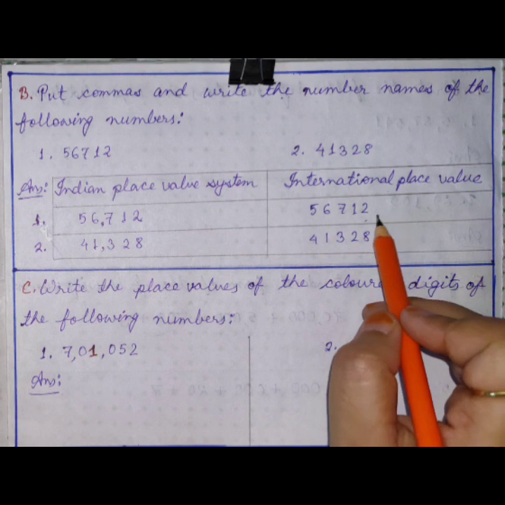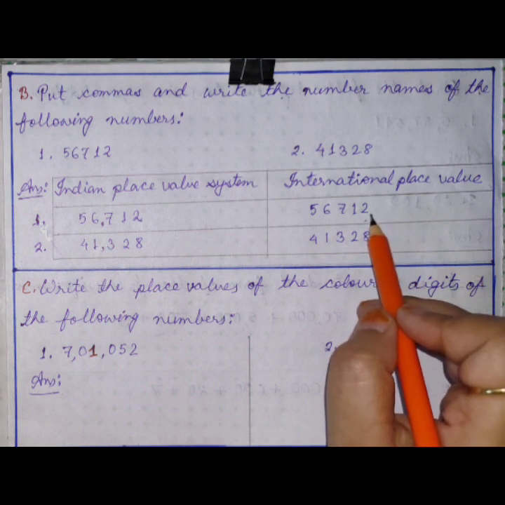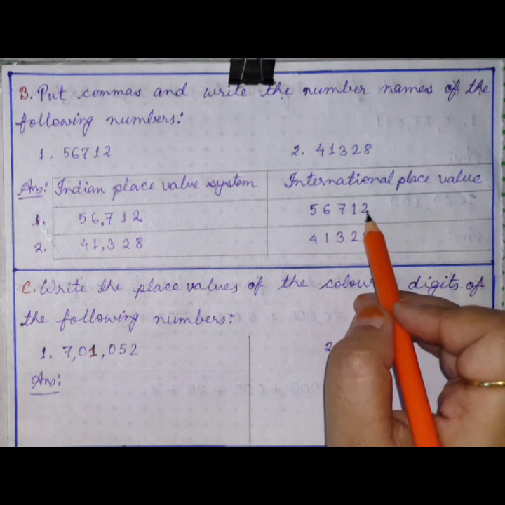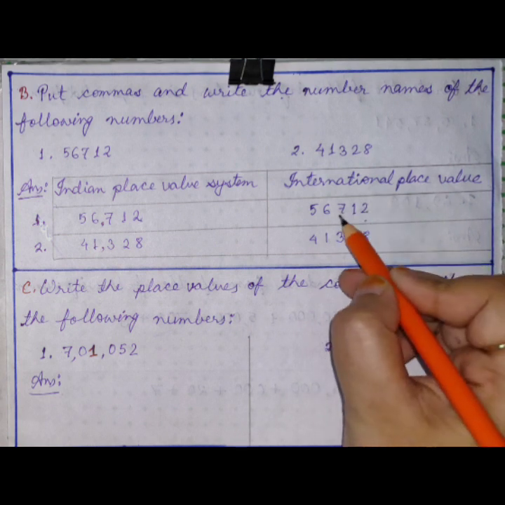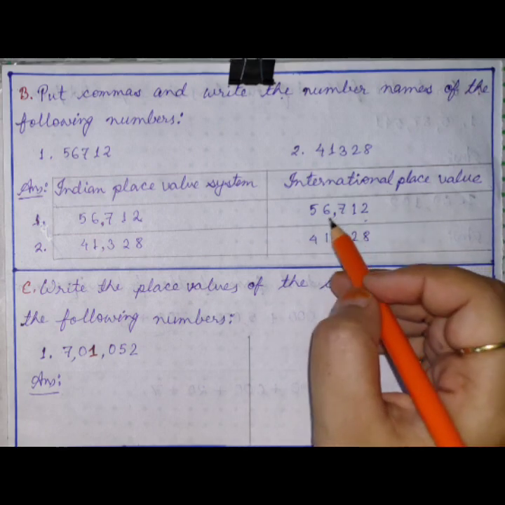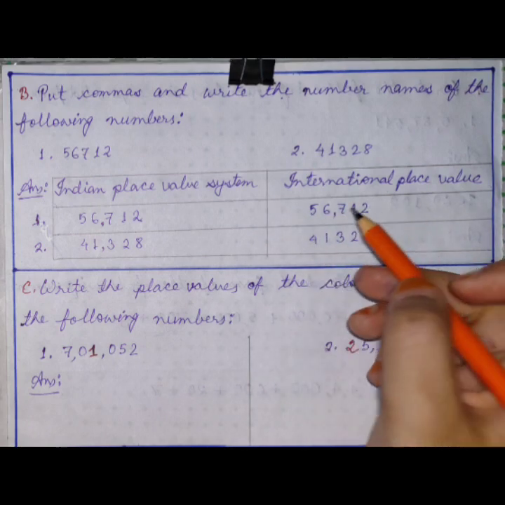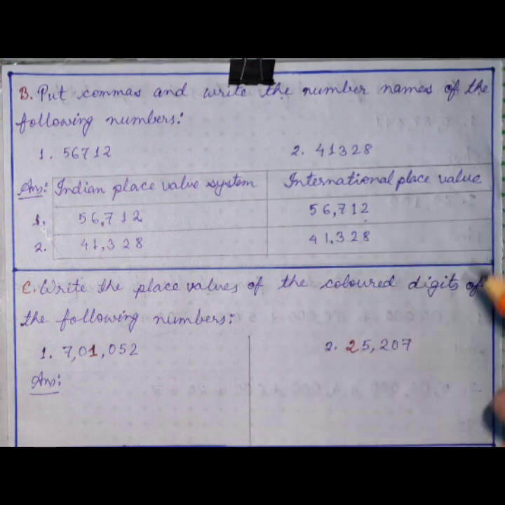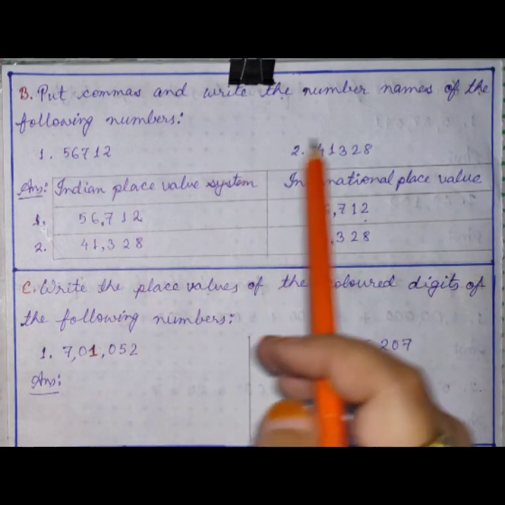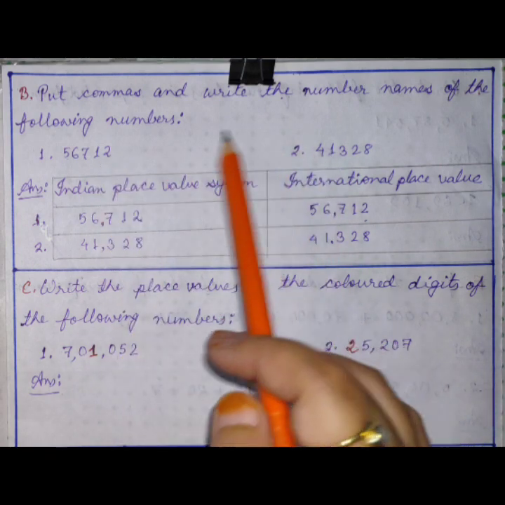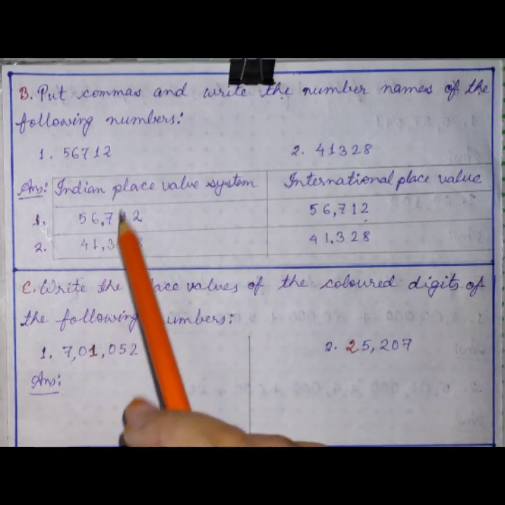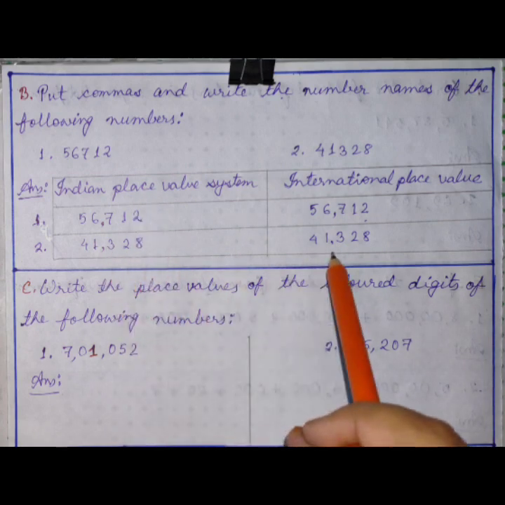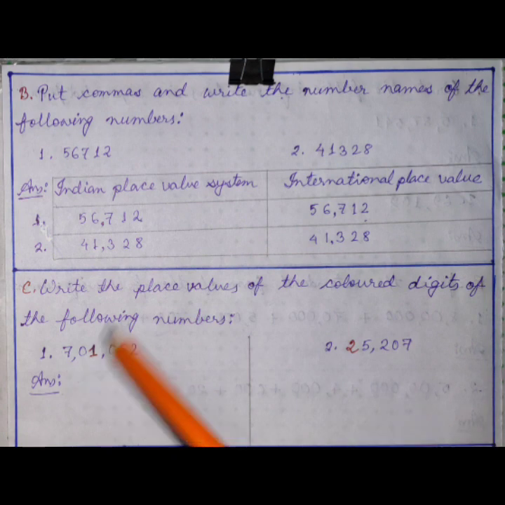So where do we have to put the comma? After every 3 digits starting from the right hand side. On the right hand side, which digit is here? 2. We have to put the comma after 3 digits: first digit, second, third. To put the next comma, is there any digit? No, right? So the same answer for any 5 digit number. When you are asked to put commas for both the place value systems, you will get the same answer. Now let us move to another one.